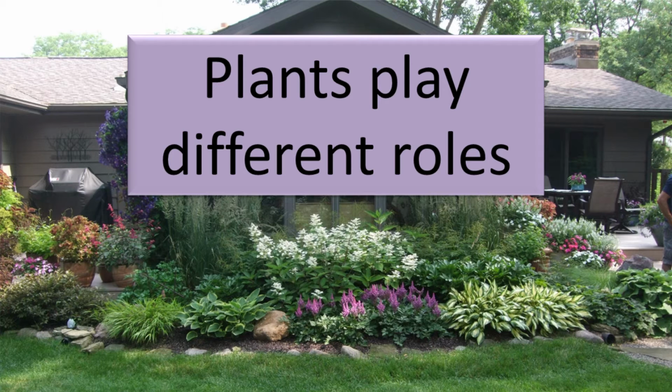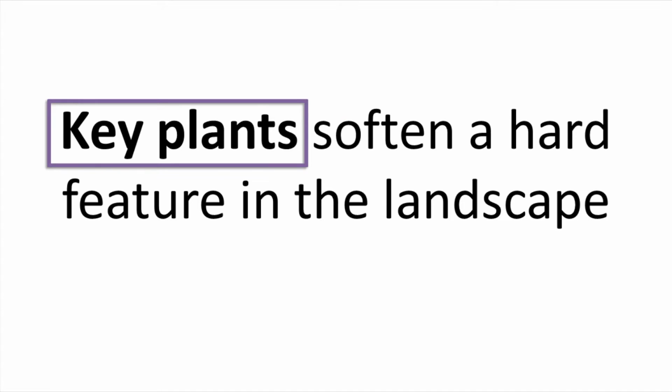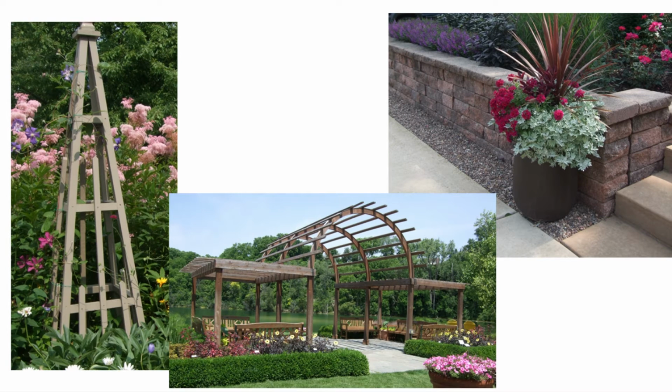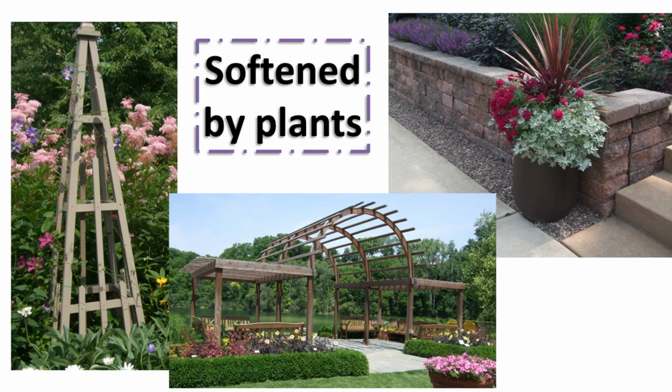Another thing to keep in mind is that plants play different roles in the landscape that are very important. One role that a plant can play is that of a key plant. These are plants that soften hardscapes or architectural features in the landscape. No matter how beautiful a retaining wall or a trellis or a pergola or a building is, it's going to look better in the landscape if it's softened. Not hidden, but softened by plants.